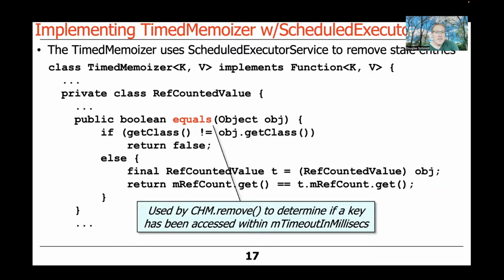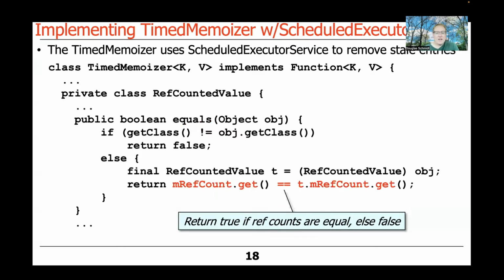We implement the equals method. Remember, equals is one of those methods that's inherited from Java object, which is the root of all classes and interfaces in Java, except for records, which came later. So equals in this particular case is going to be used by the concurrent hash map remove method to determine if the key has been accessed within the timeout period. And the way it does this is it checks to see if the reference counts are equal.